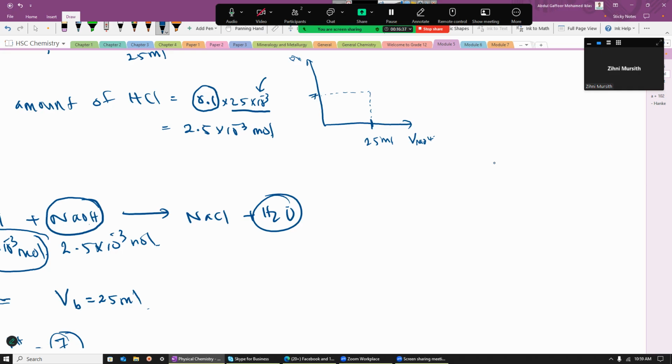Now let's say before 25 milliliter, what is the nature of the solution? It is acid. And after 25 milliliter, it will be base, because the OH minus will be in excess. So if you add, let's say, 24.99 or 25.01 or 25.1 milliliter, in that case what is the pH? That's what we have to find out.